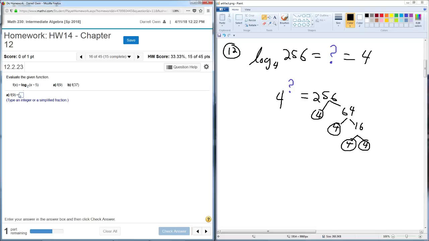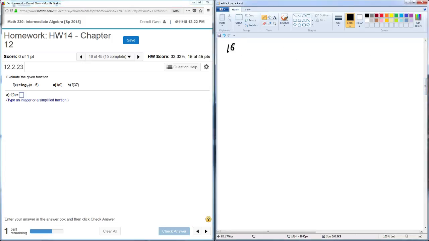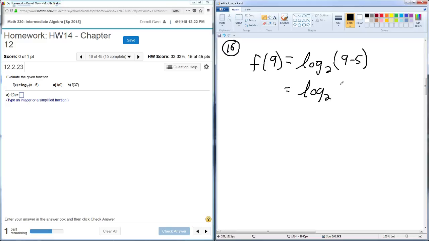A. Plug in 9. Let's do 16. Let's go down, new page. 16. So f of 9 equals log base 2 of blank minus 5. Well, x is the 9. 9 minus 5. So it's going to be log base 2 of 4. 9 minus 5 is 4. 2 to the power of what equals 4? Well, that's a 2. 2 squared equals 4.